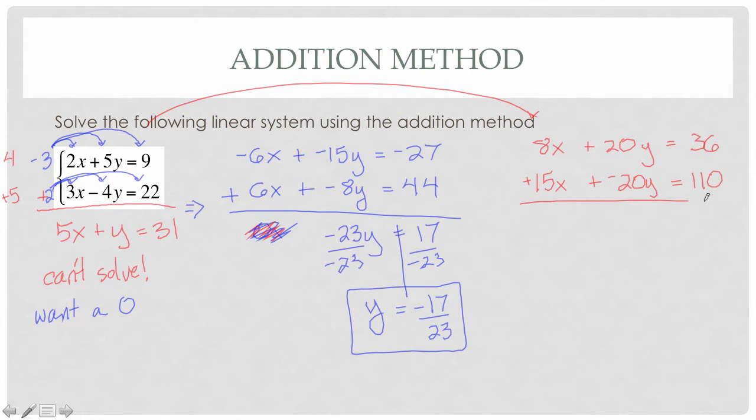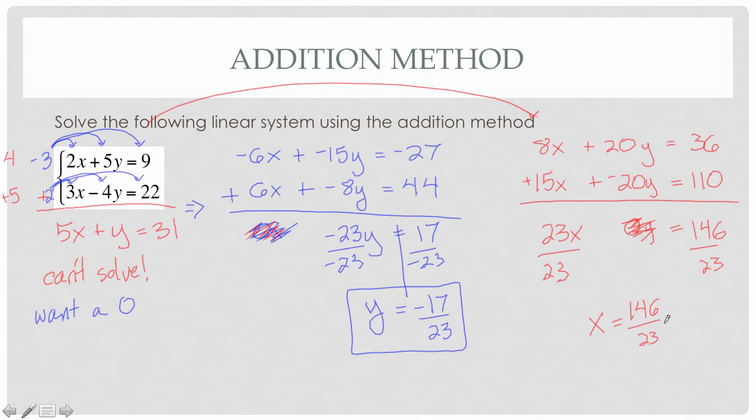Now what happens when I add these together? My y's go to 0. Yes, that's amazing. So now let's just deal with the x's. 8x plus 15x is 23x equals 146. So if I divide both sides by 23, let's find out what x equals. x equals 146 divided by 23.